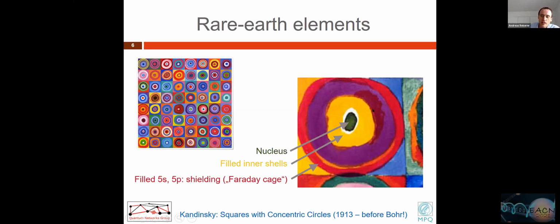But they really surround these inner 4f shells like a Faraday cage, which means they shield the electric fields of the crystal, of the surrounding ions. And in this way, the electrons and nucleus in these shells can have very extraordinary coherence properties.